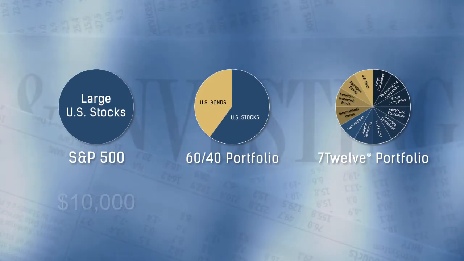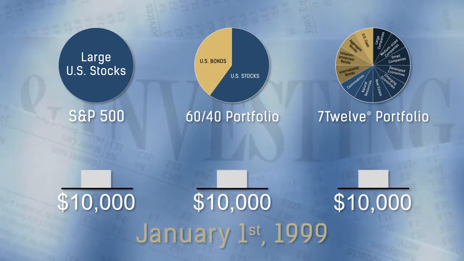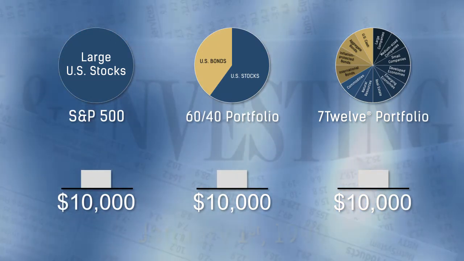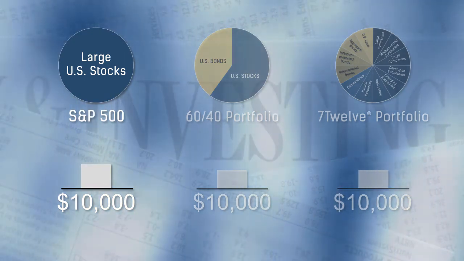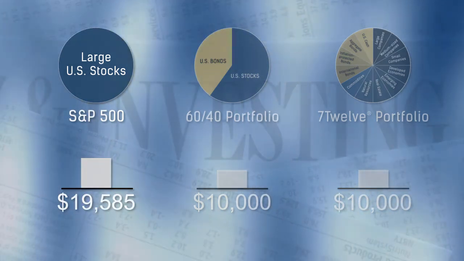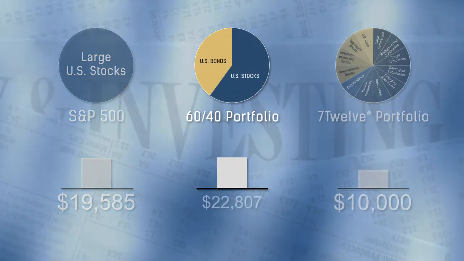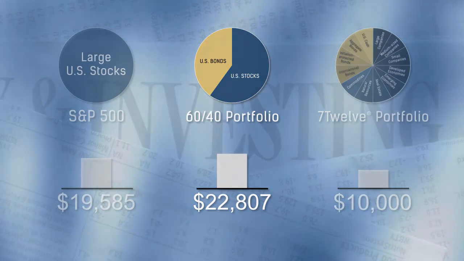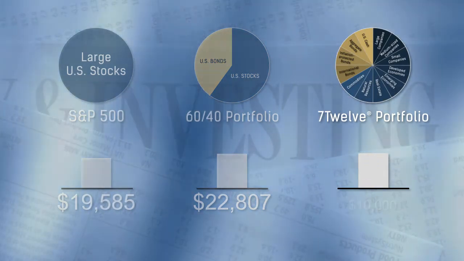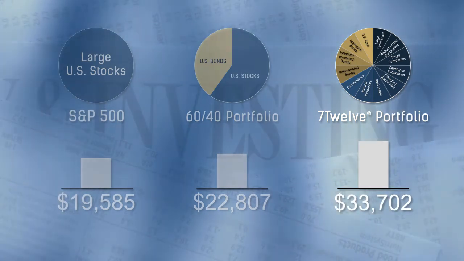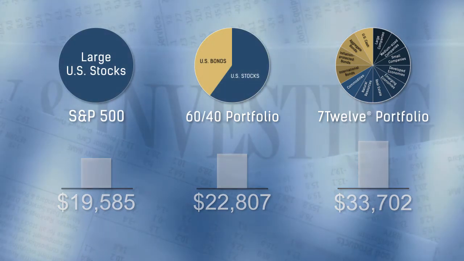If you had initially invested $10,000 in each of these strategies back on January 1st, 1999, the $10,000 in an S&P 500 index fund would have grown to $19,585. The $10,000 in the 60/40 portfolio would have grown to $22,807. And the $10,000 in the 7/12 portfolio would have grown to $33,702. While that's impressive, what's even more important is looking at the consistency of returns over the 15-year period.